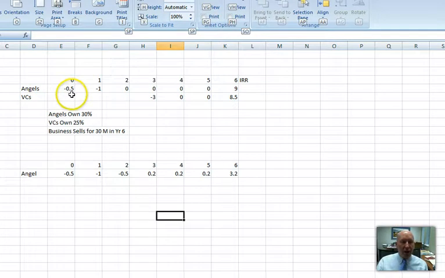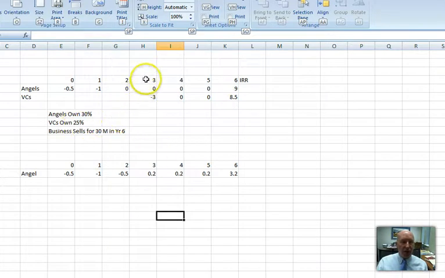The angels invested initially $500,000. They had to come back a year later and put an additional $1 million called a follow-on investment. They didn't put anything for the next several years, and eventually in year 6, the company sold for $30 million. At that point, the angels owned 30% of it, so that gave them a $9 million payout.